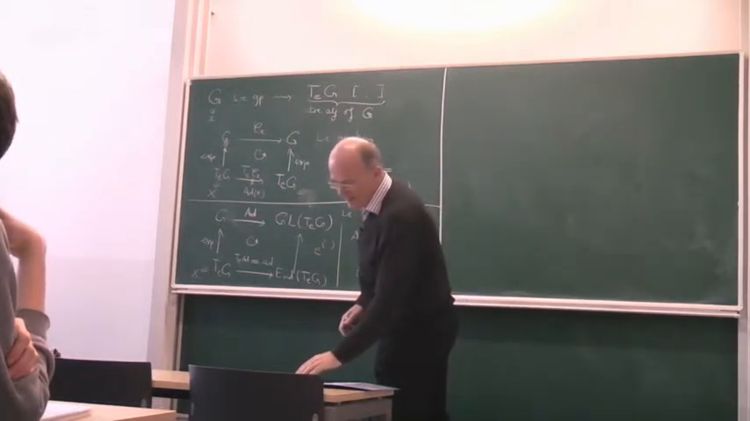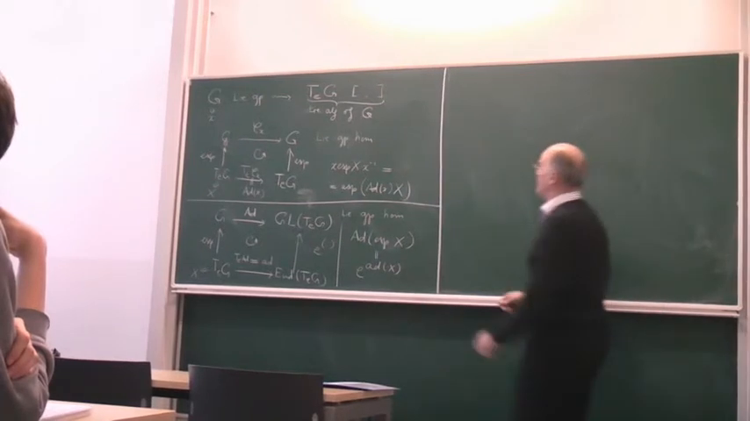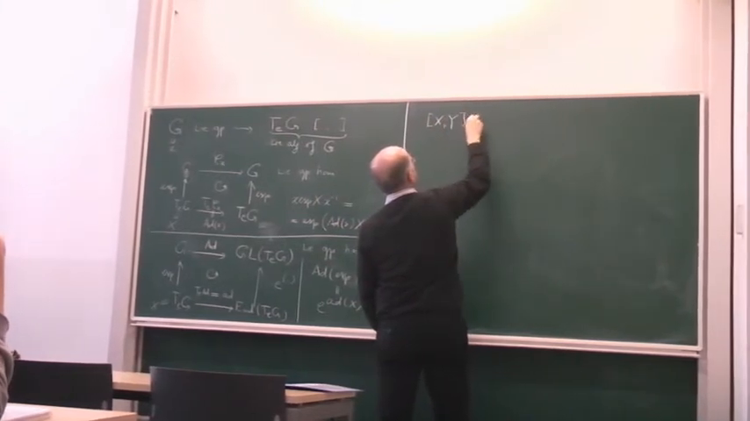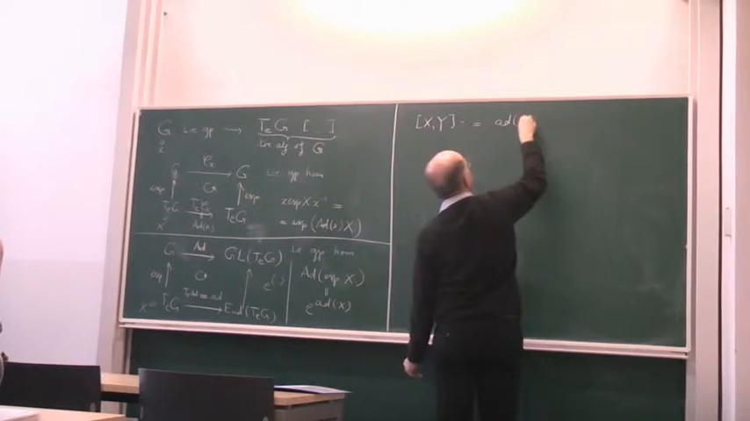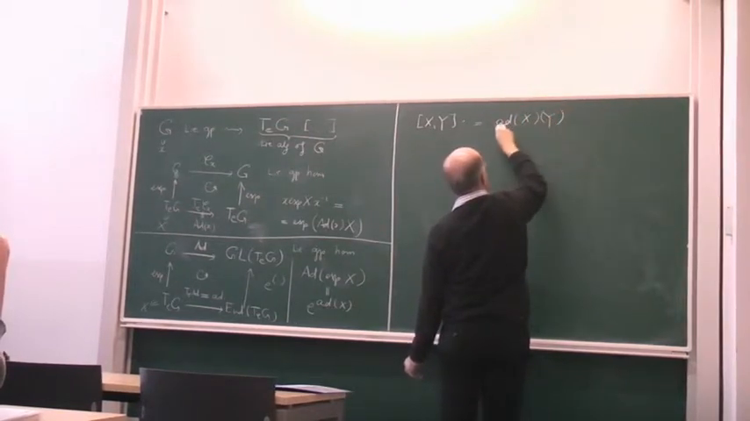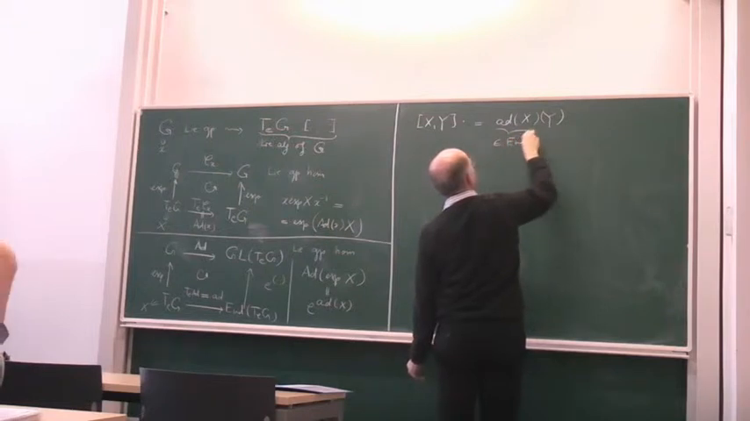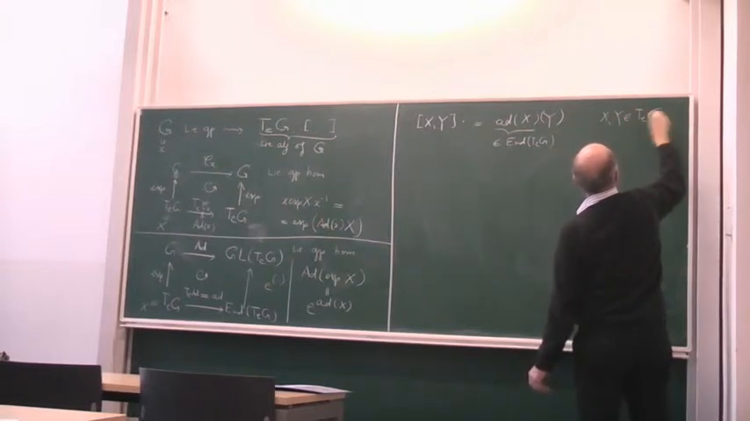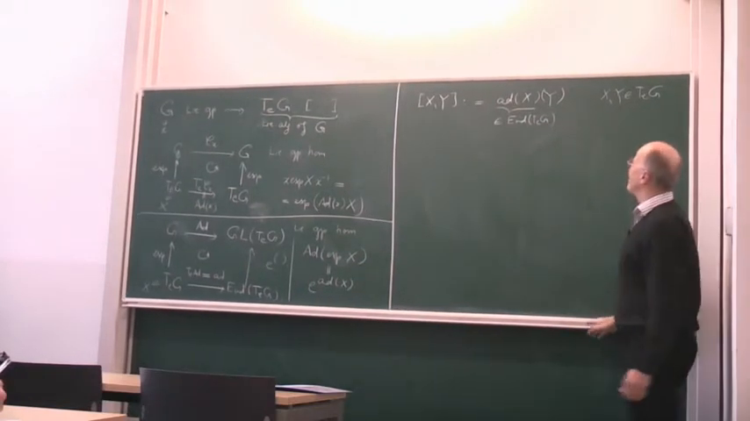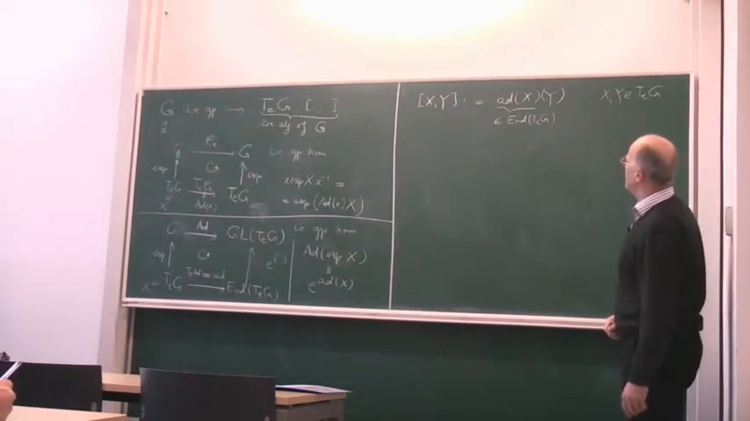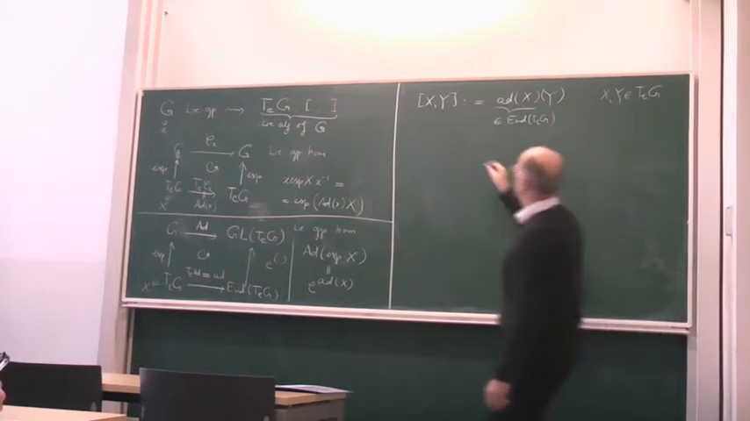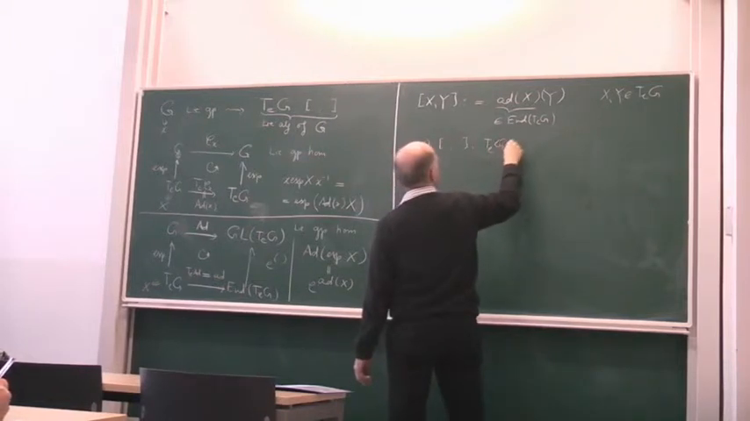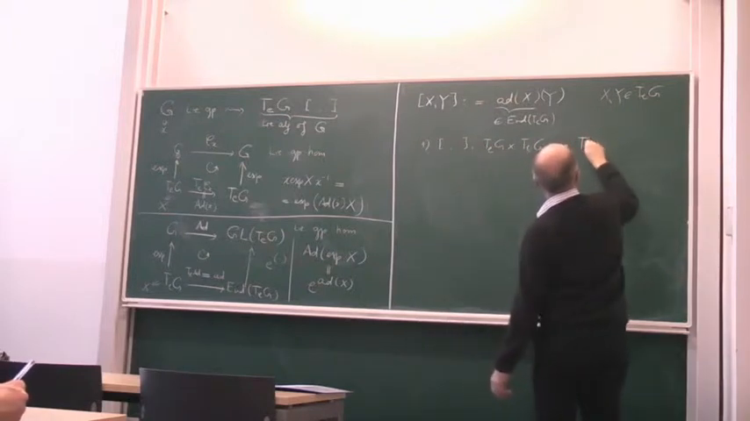Now, the bracket on the Lie algebra is defined by: the bracket of x and y is defined by we take Ad of x and we apply it to y. Ad of x belongs to the endomorphisms of the tangent space, and if x and y are elements of the tangent space, this is the way we can define the bracket. Right? And then clearly this is bilinear, so the bracket is clearly bilinear. This is a map from here to here and is bilinear.